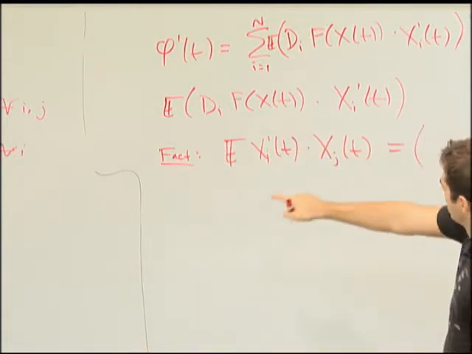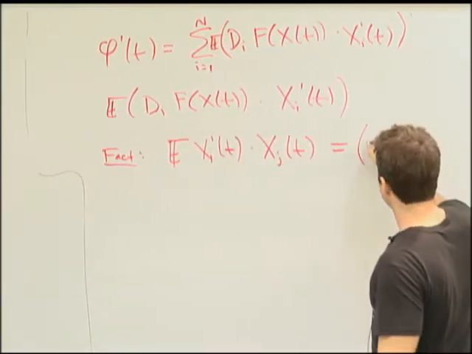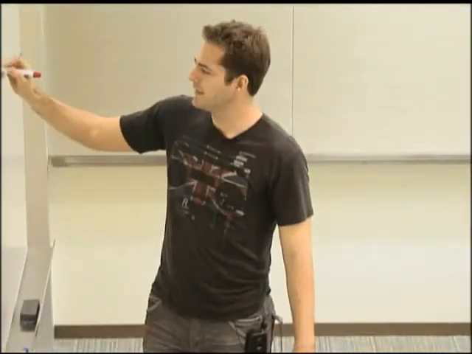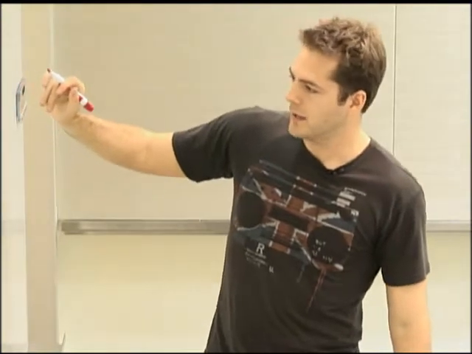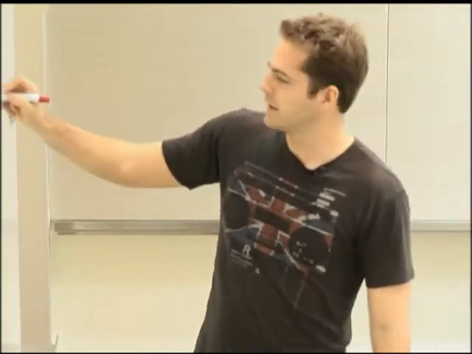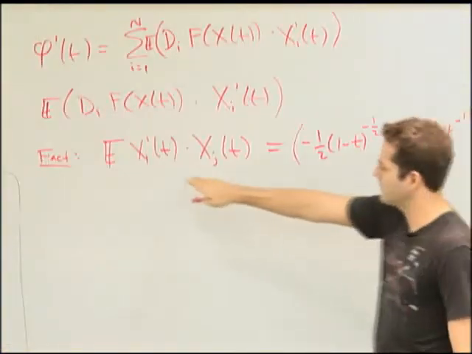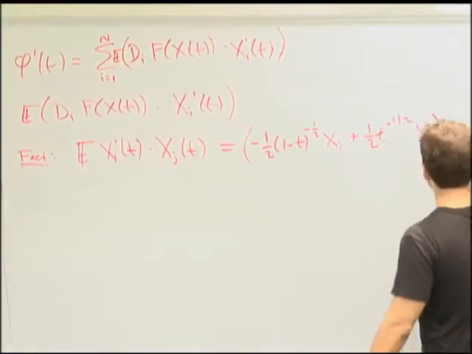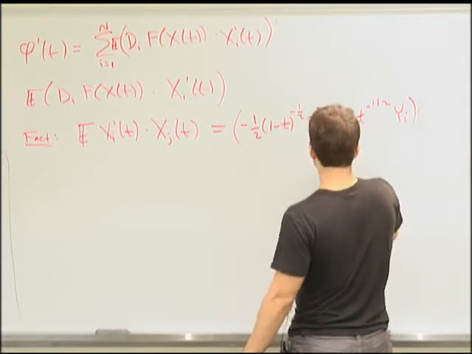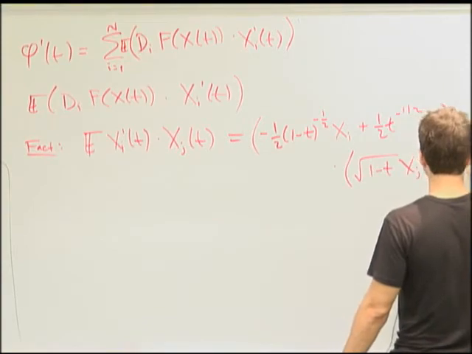Now I'm just taking the derivative of x_i(t). It's just this simple expression. So we're going to get minus 1/2 (1 minus t) to the minus 1/2 x_i, plus 1/2 t to the minus 1/2 y_i. That's the derivative. And then we're going to multiply times x_j(t), which is square root of (1 minus t) x_j plus square root of t y_j. All right, and we're taking expectations.